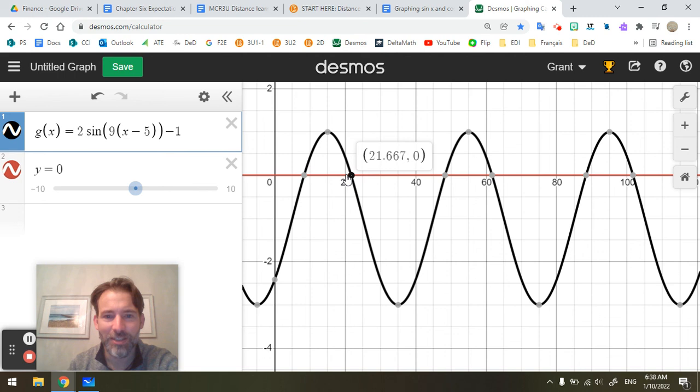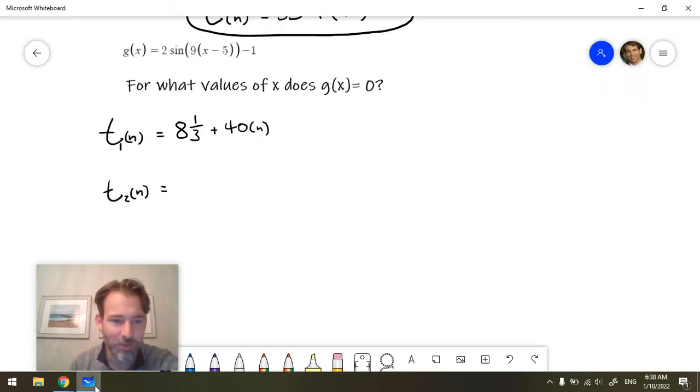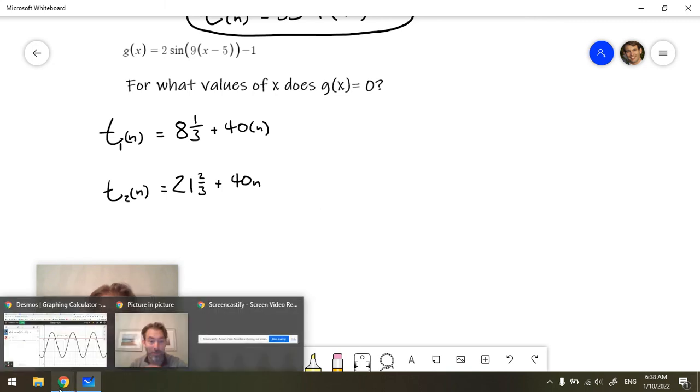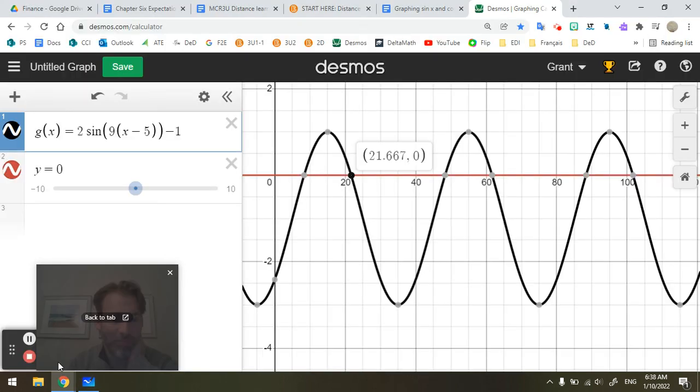Okay, so now let's take a look at this list. 21 2/3 is our first term. So write it down. 21 2/3 plus 40n. That will generate the other list. Okay, so there we go. Those are all the possible values of x where g of x equals 0. Okay, and so that's how you would solve these types of problems using a graphical method. A little bit straightforward, isn't it?